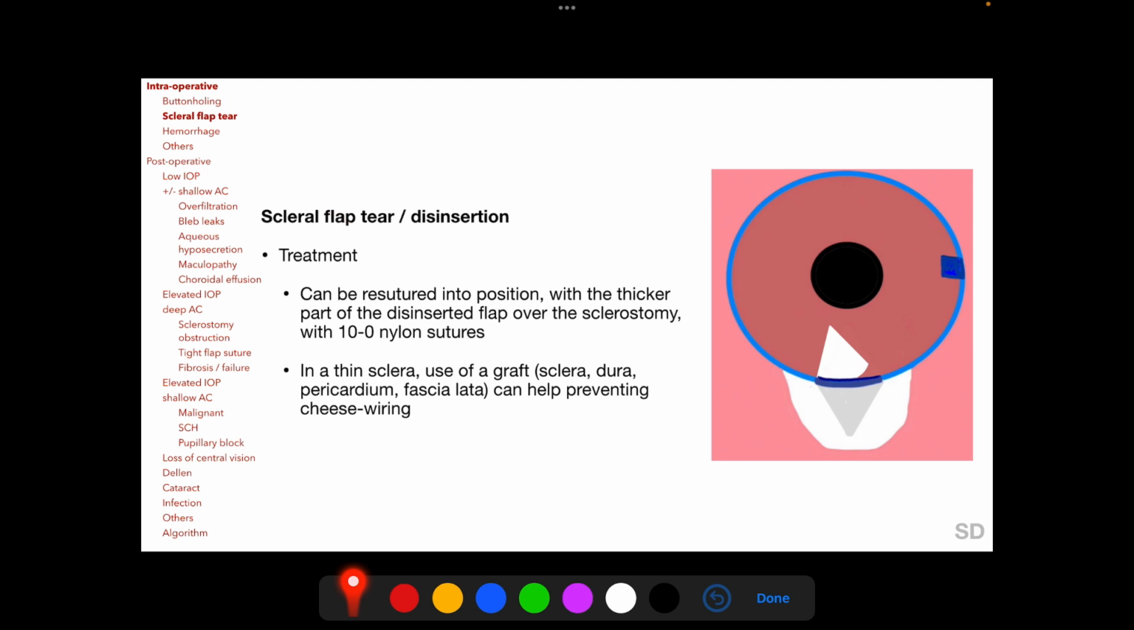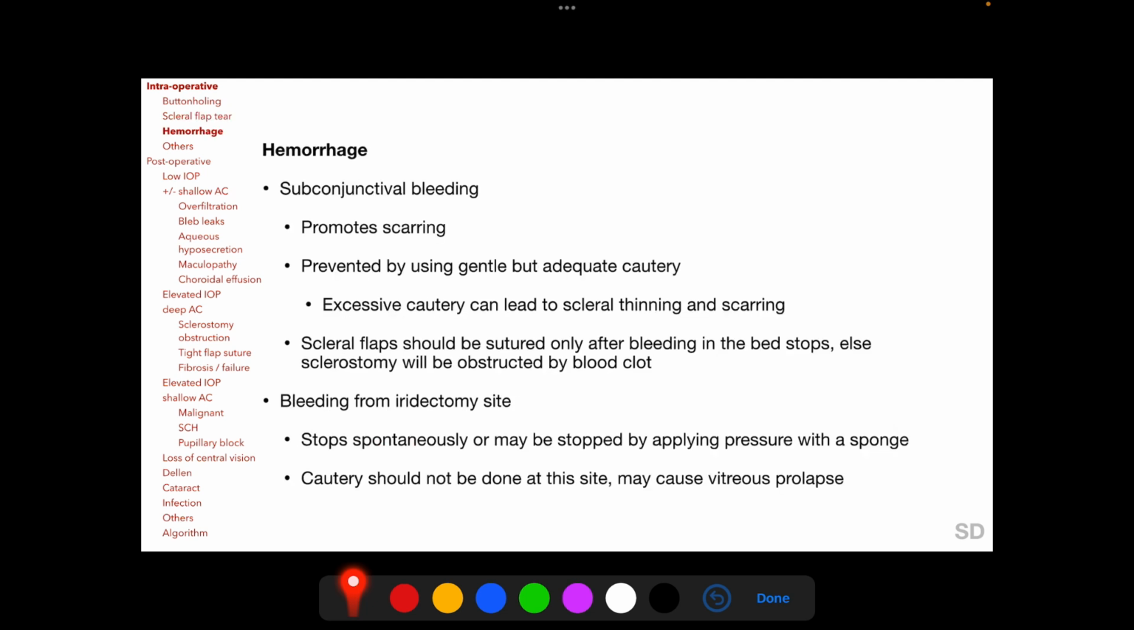The scleral flap can be torn or disinserted during surgery, and this should be repaired by suturing with a 10-0 nylon suture. And in a thin sclera, use of a graft such as donor sclera can help prevent cheese wiring during this repair. Intraoperative hemorrhage following trabeculectomy can be either in the subconjunctival space from the iridectomy site or in the suprachoroidal space. Subconjunctival hemorrhage promotes scarring and should be avoided, and it can be prevented by using gentle but adequate cautery. However, excessive cautery must be avoided because that can lead to scleral thinning and scarring.